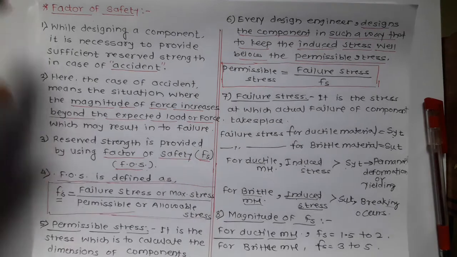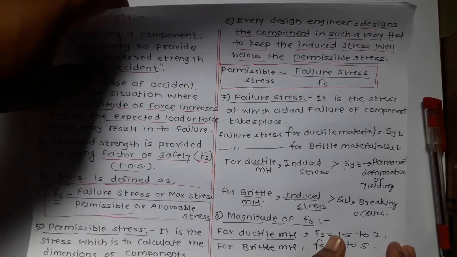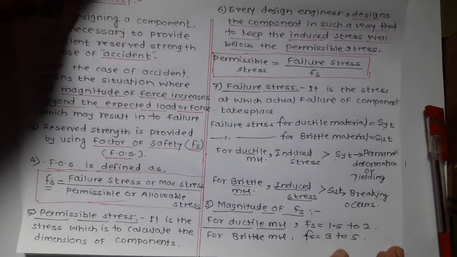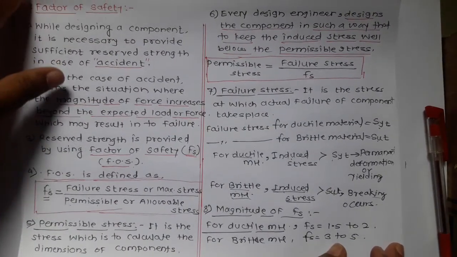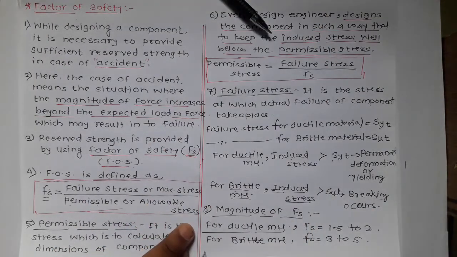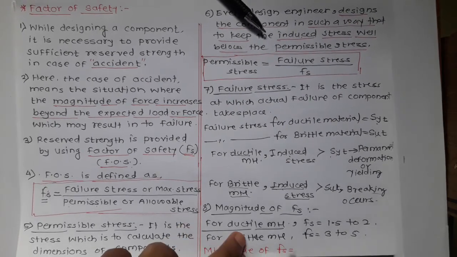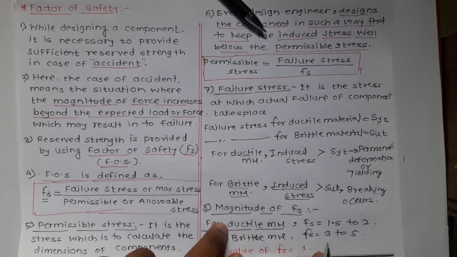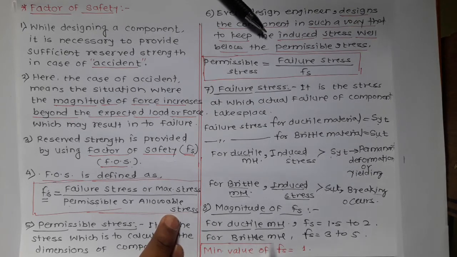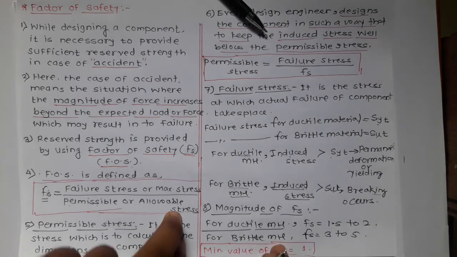Many times students come across the question: what is the minimum value of factor of safety? Just remember that the minimum value of Fs is not 0. The minimum value of Fs is 1. We cannot decrease the value of Fs to less than 1. So the minimum value of Fs is 1, and you should remember this.